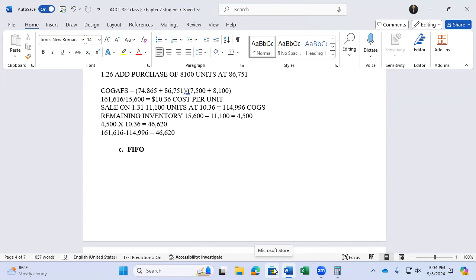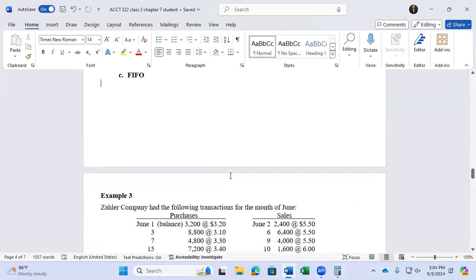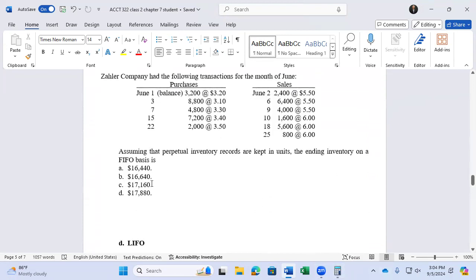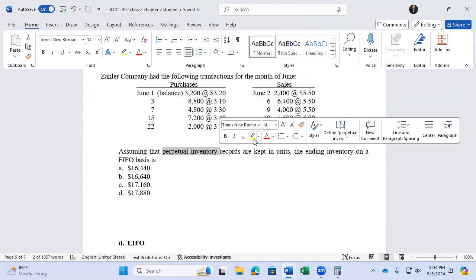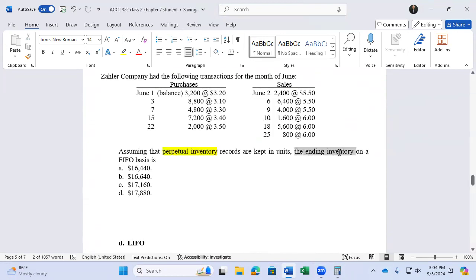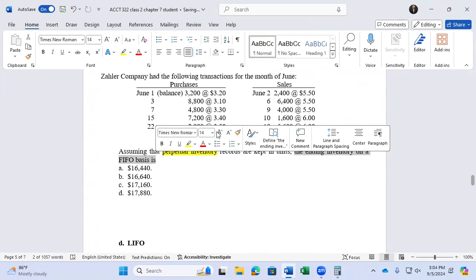Good. Any other questions there? So this should have gone down into the next page and taken us to the example. And so we're going to do perpetual inventory records. And we want to know the ending inventory on a FIFO basis.